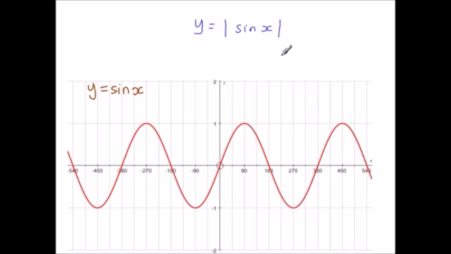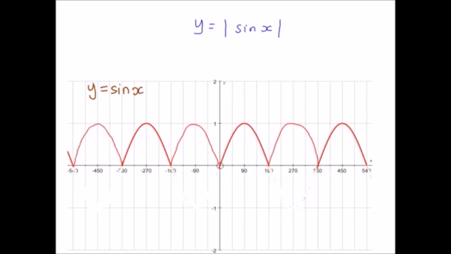Now we know that you cannot have any region below the x-axis. So any region that's below the x-axis is reflected in the x-axis. So that part looks like this, and then you've got this here. That part's below, reflect it, and you've got this. And now I need to get rid of all these parts which are below the x-axis. So this is the graph of y is equal to the modulus of sine x.